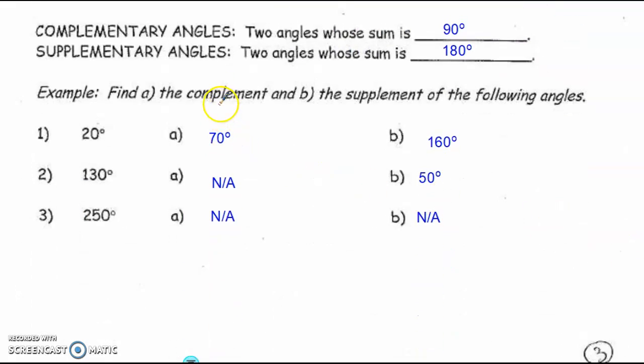We come down here, find the complement. Well, 20 plus what is 90? That would be 70. 20 plus what is 180? That would be 160.